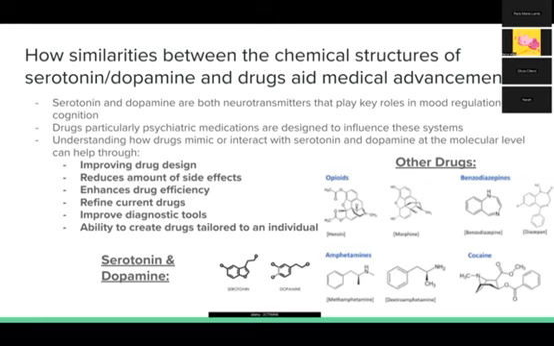And to the right, I have a picture of drugs as well as serotonin and dopamine. And as you can see the similarity in the structures, which is what our project is on. And using these similar structures, we can aid in medical advancements.